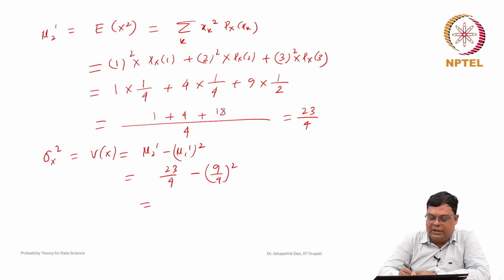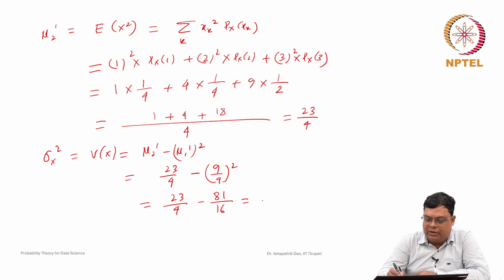Whole square. So, this becomes nothing but 23 by 4 minus 81 by 16. Then we just have to simplify these things. This will be 16 to 92, I think, yeah, 92 minus 81. So, this is nothing but 11 by 16.